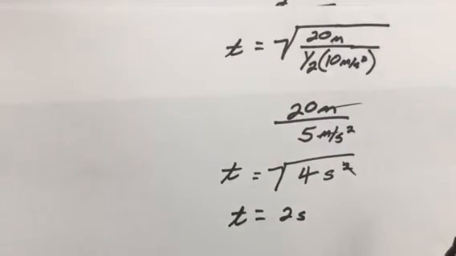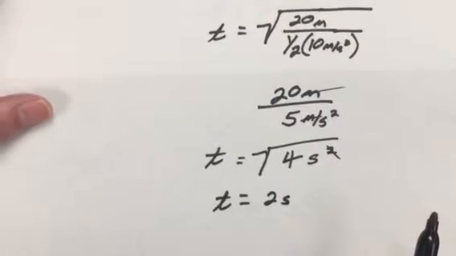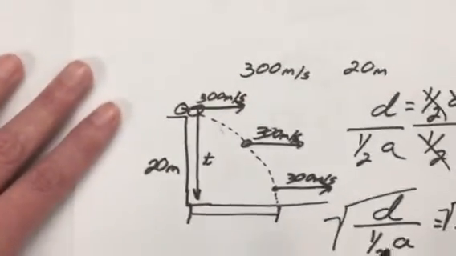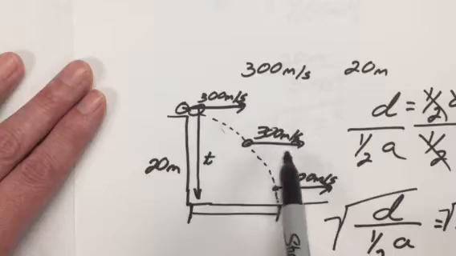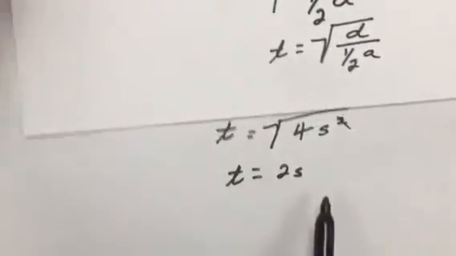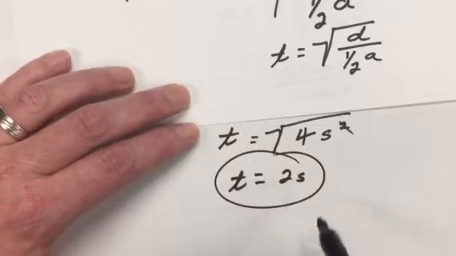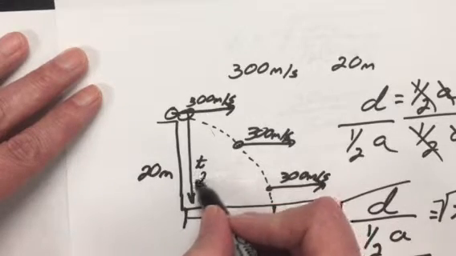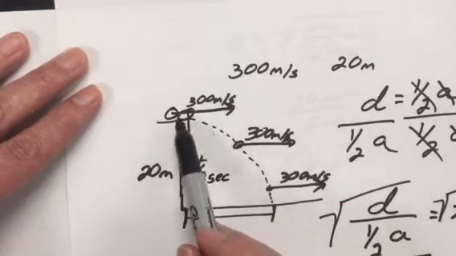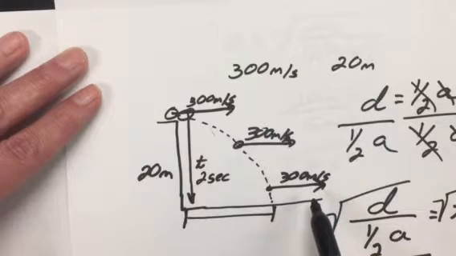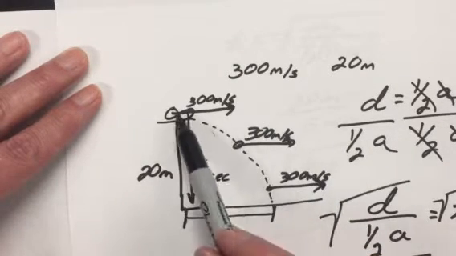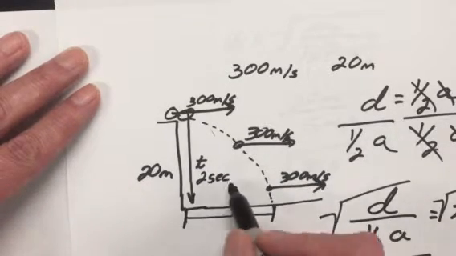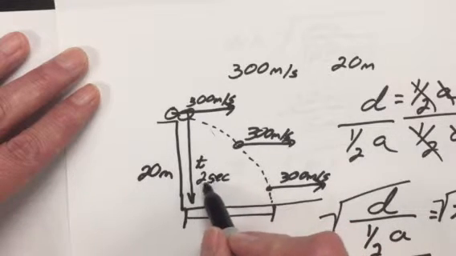Now, we learned in the problem that it's traveling 300 meters per second horizontally, and we just solved for the fact that it takes 2 seconds to fall. So if it's traveling down for 2 seconds, that means it's going to be traveling horizontally for 2 seconds as well. So it's going to be falling for 2 seconds, and in the meantime it's going to be traveling downrange at 300 meters per second. That's 2 seconds.